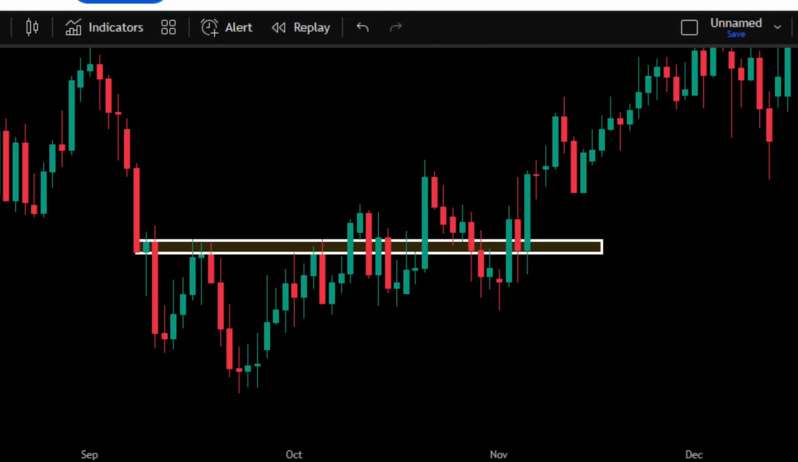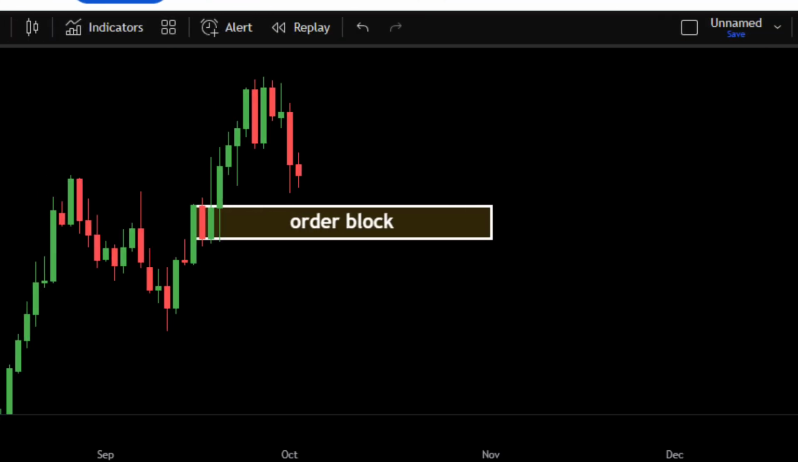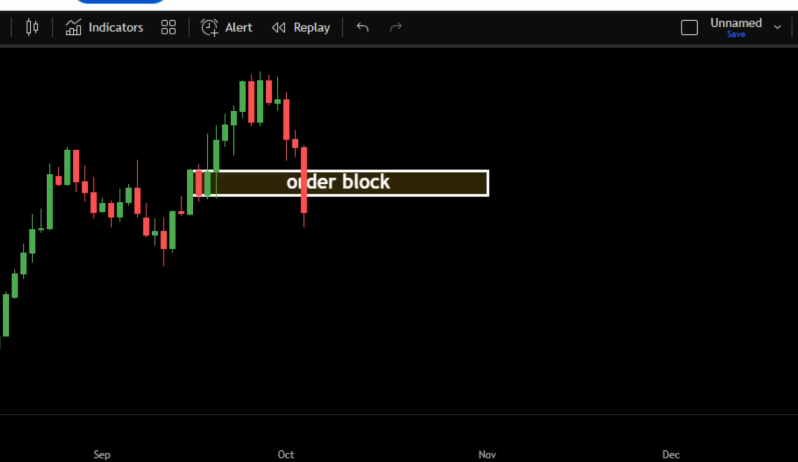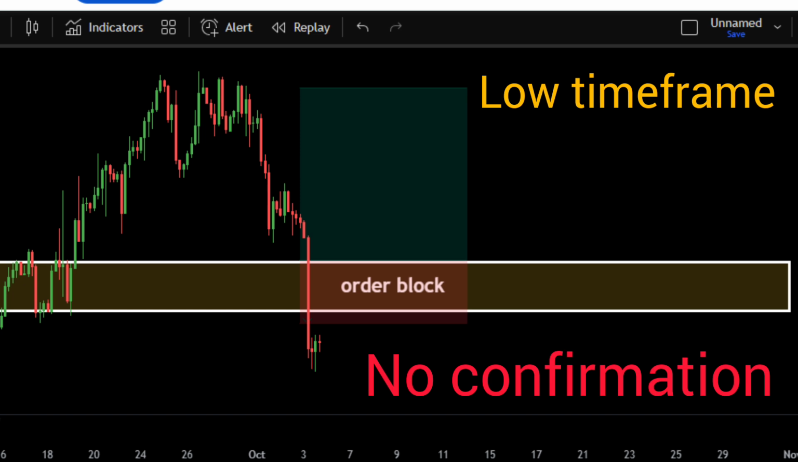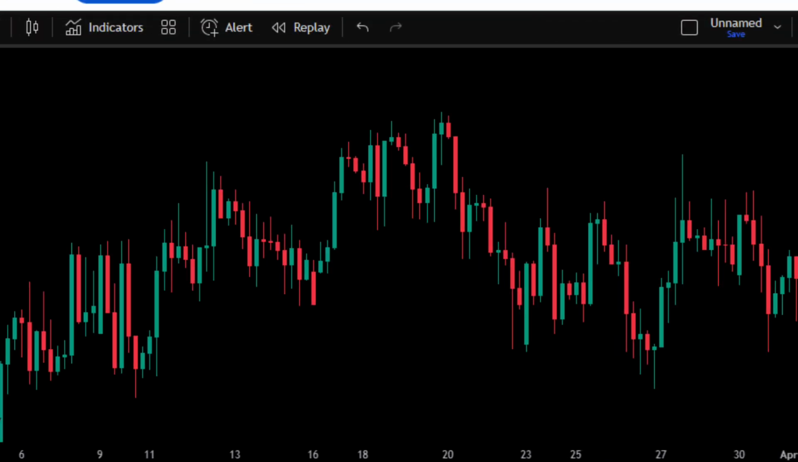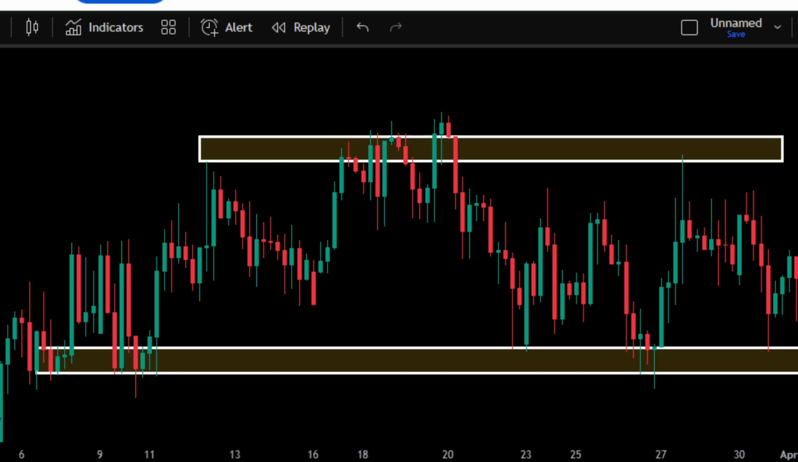Common mistakes in order block trading. Picking weak or invalid order blocks. Entering without confirmation, rushing into trades without full setup completion. Trading inside choppy or non-trending markets.